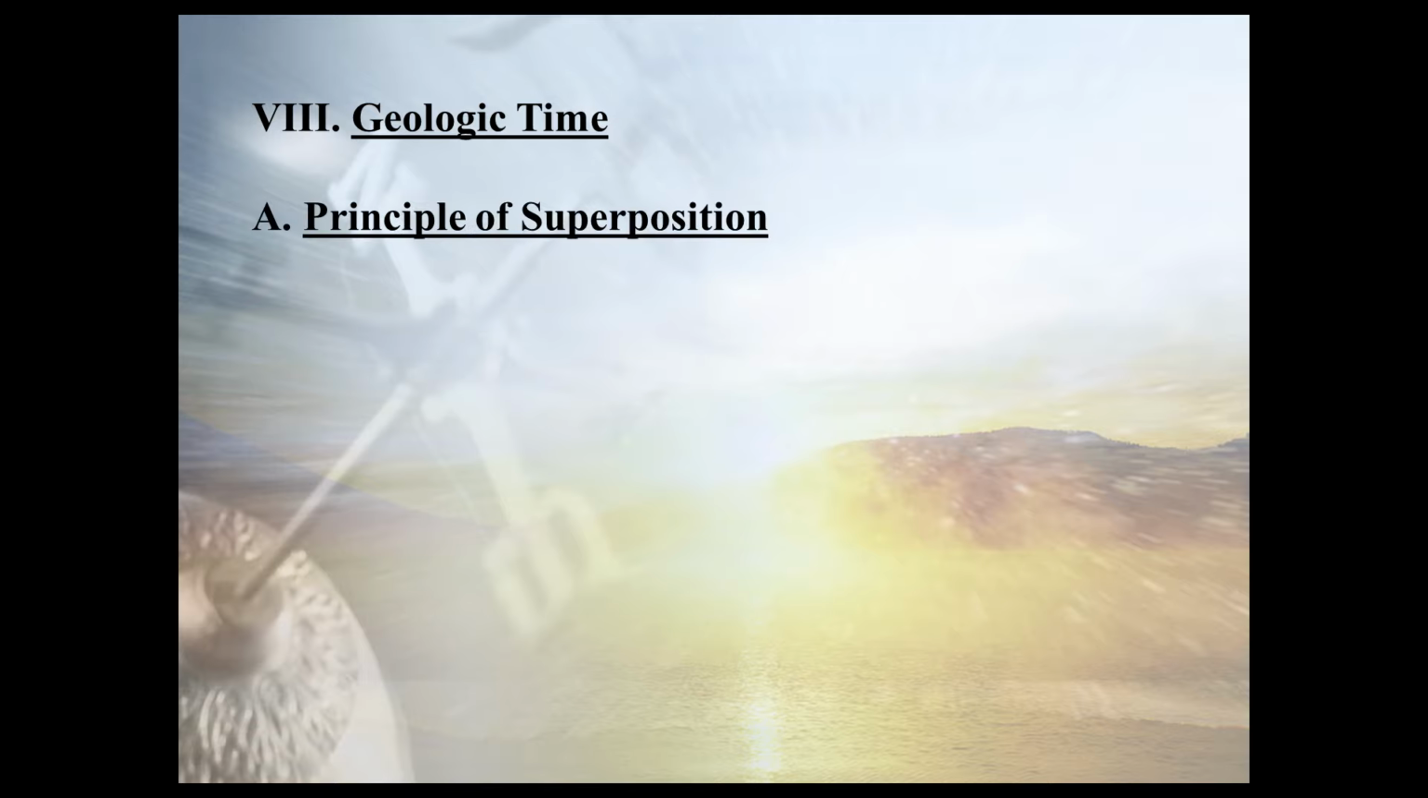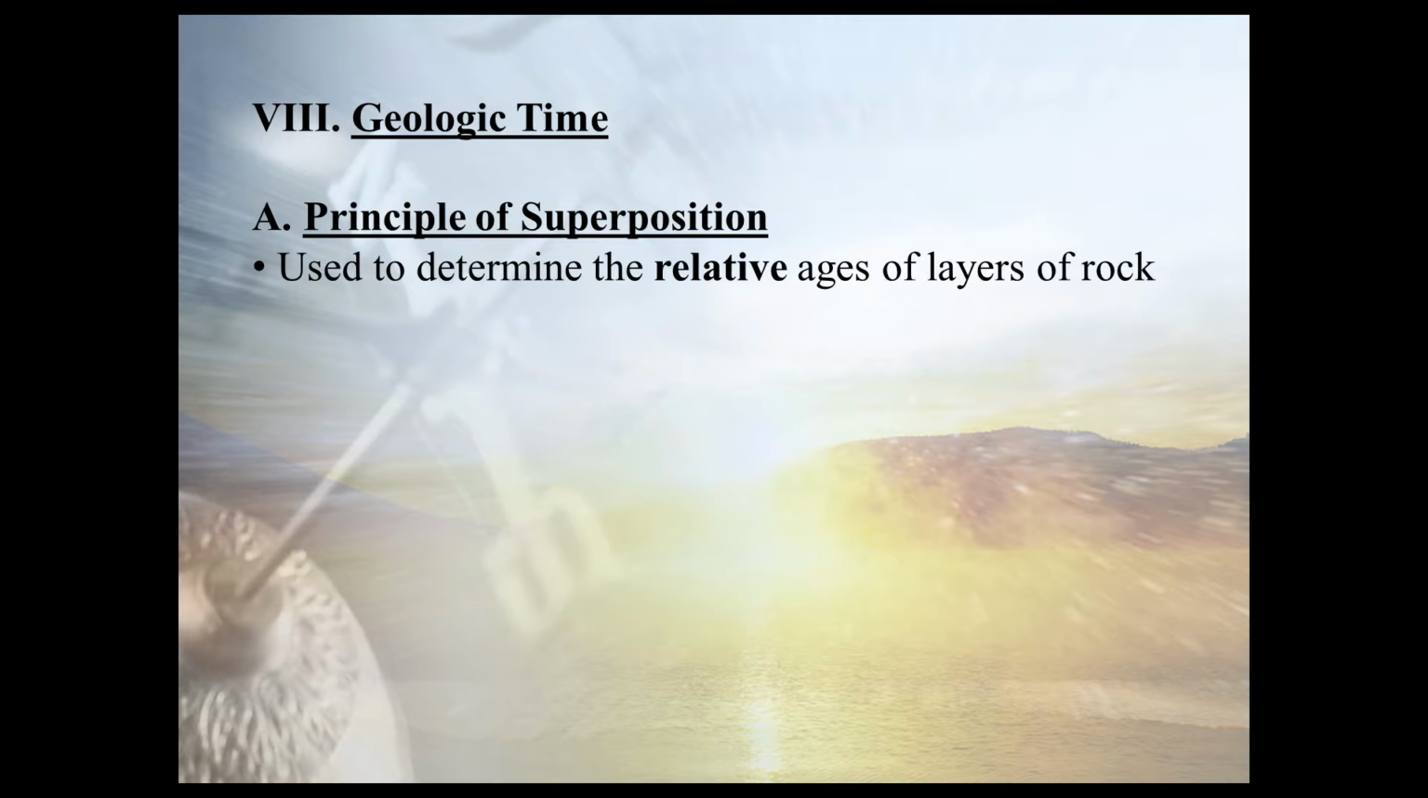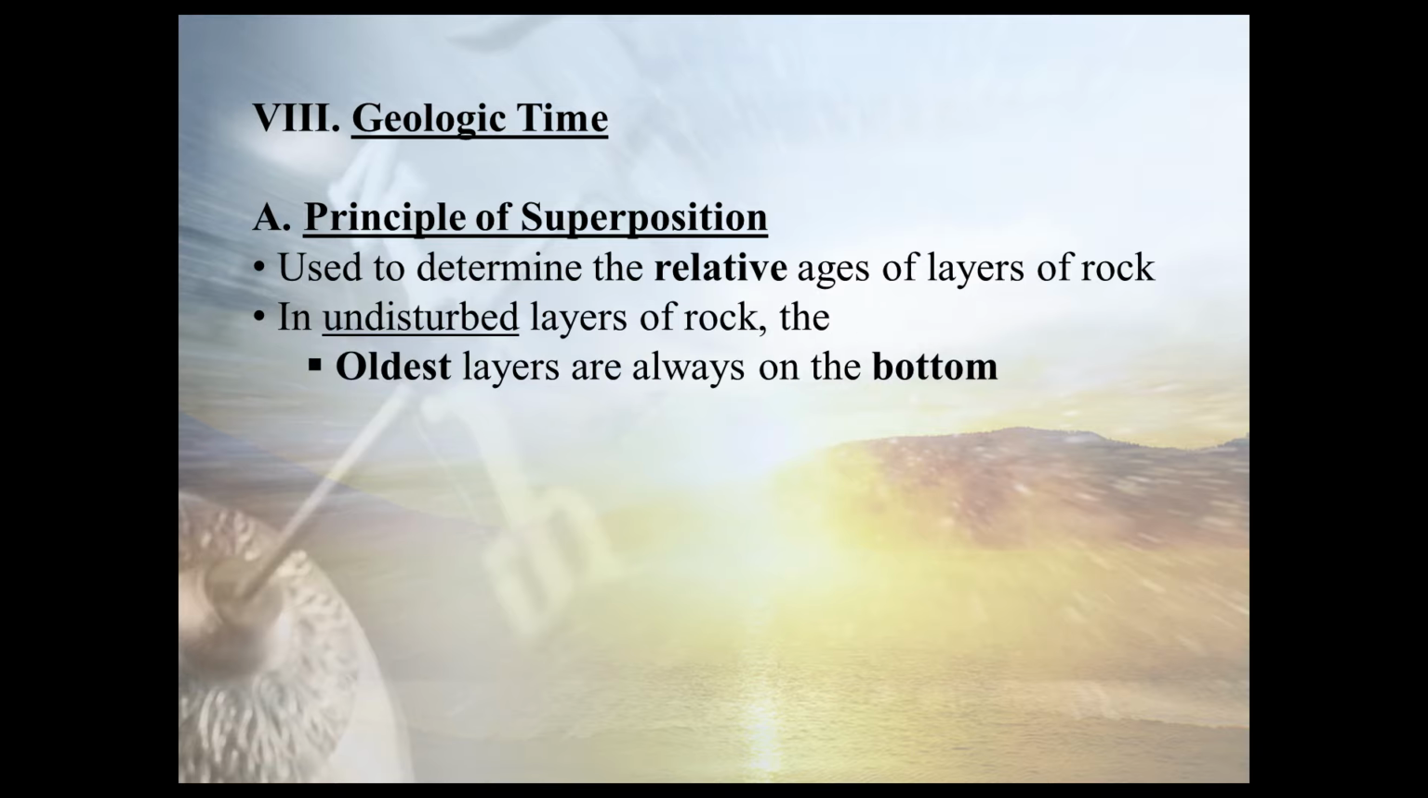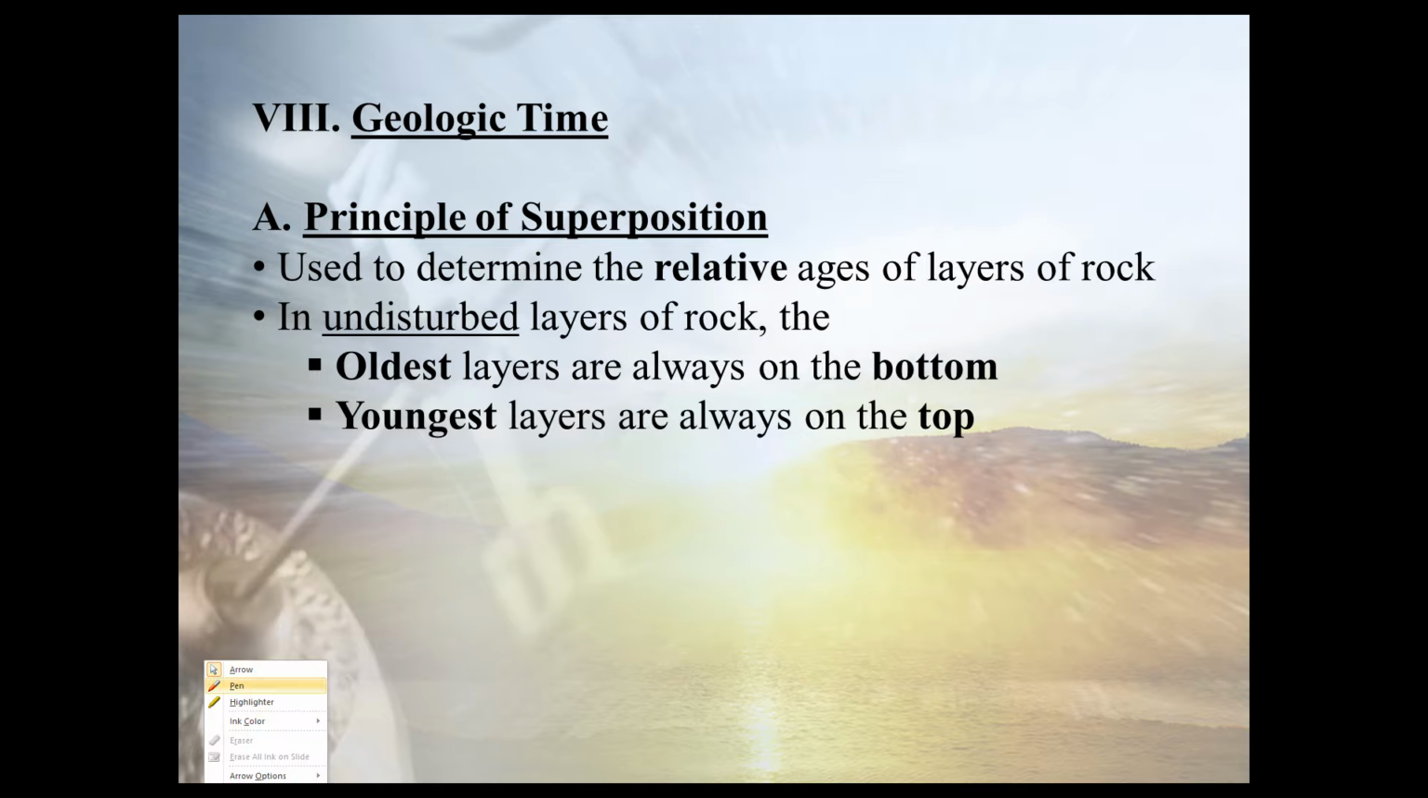Let's start off with something called the principle of superposition. What the principle of superposition can do is it can be used to determine the relative age of layers of rock. And what the principle states is that in undisturbed layers of rock, I'll come back to that undisturbed in a moment, the oldest layers are always found on the bottom, and the younger layers are always found on the top. Let's draw a picture to illustrate this point.